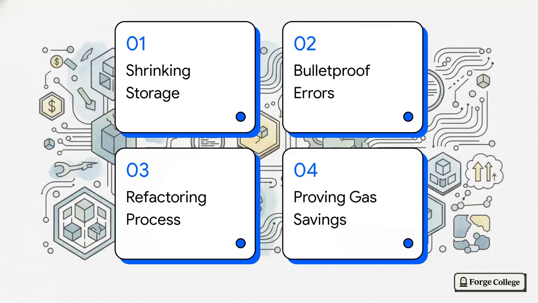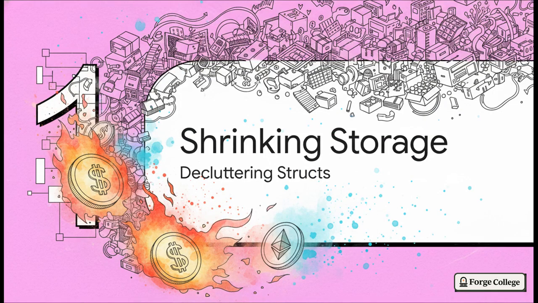Let's get started. Okay, let's quickly run through our agenda. First up, shrinking the storage footprint. Second, bulletproof error handling. Third, the refactoring process. And fourth, proving your gas savings. All right, Section 1, shrinking the storage footprint, decluttering your structs.